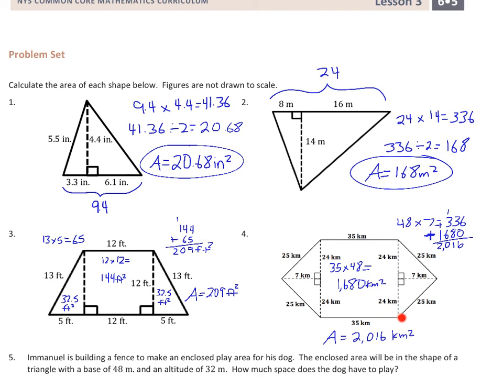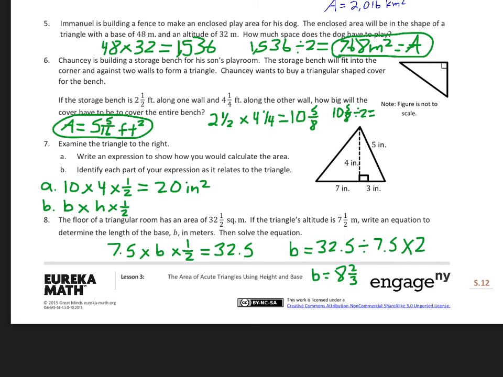And then again, I did base times height, which is 48 times 7, giving me 336. And since I would divide by 2 to figure this out, but then I'd multiply by 2 to combine with this identical triangle, I just left it at 336. Added that to my rectangle, and I got 2,116 kilometers squared. And here's questions 5 through 8.